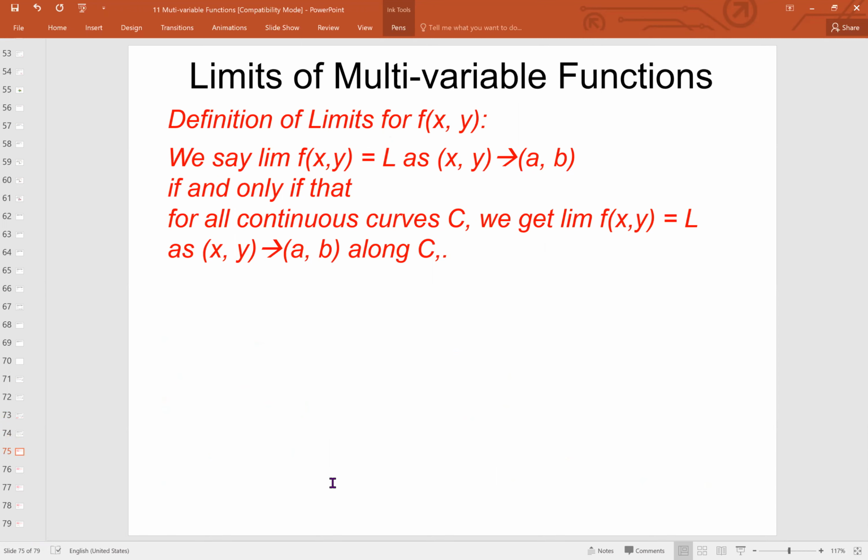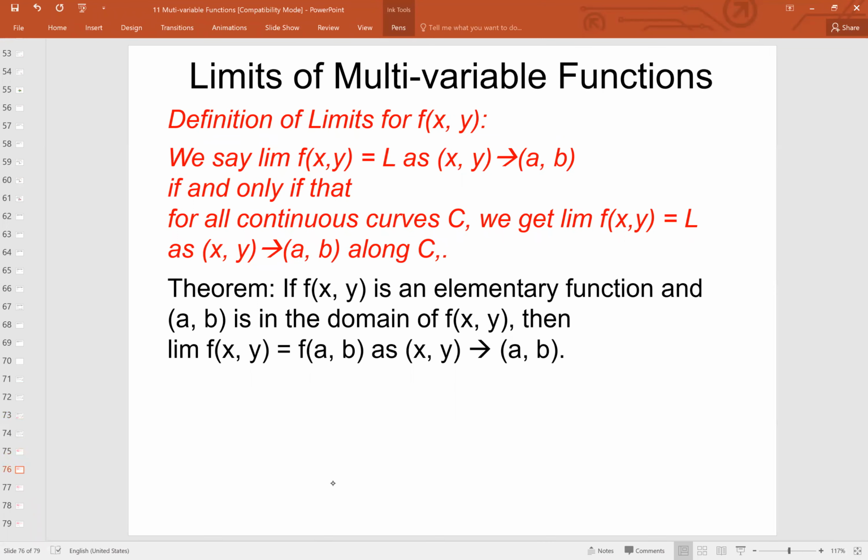And then we say it is continuous, there's no hole there, if f(x, y) actually equals L. The limit exists if the limits coming from all the different curves you can think of all turn out to be the same number.